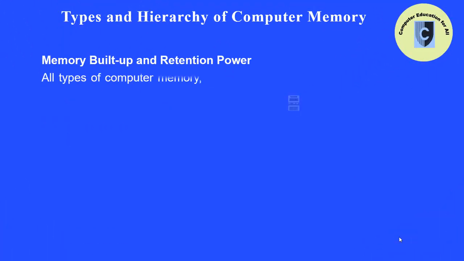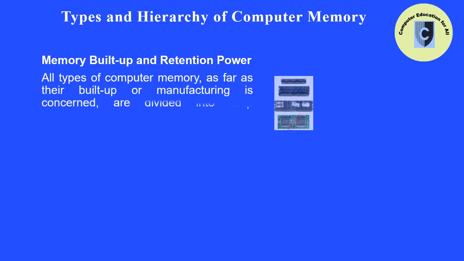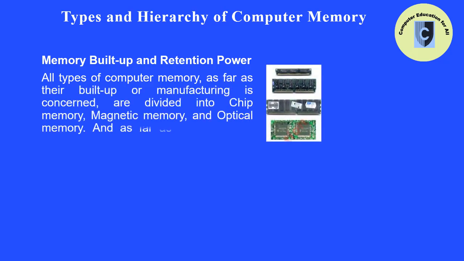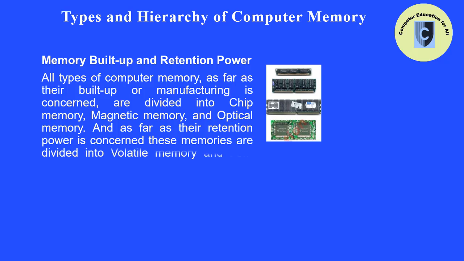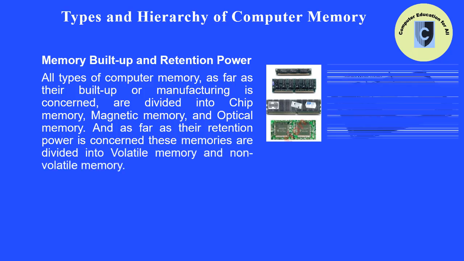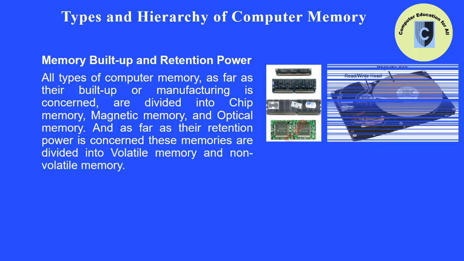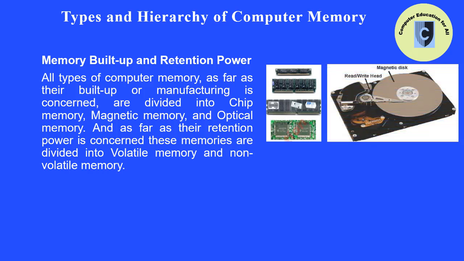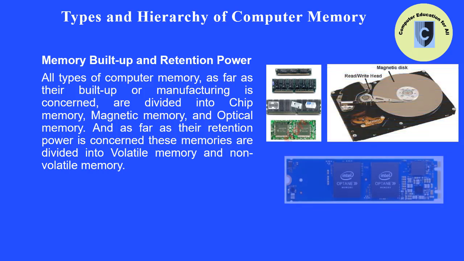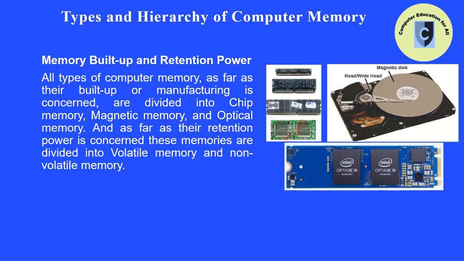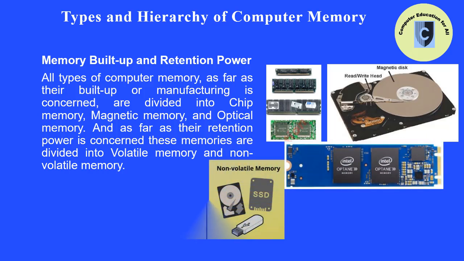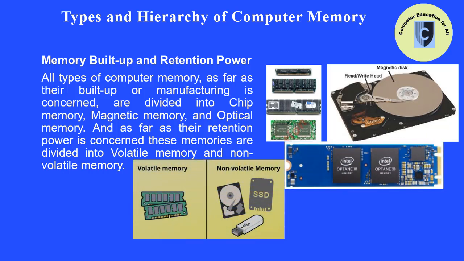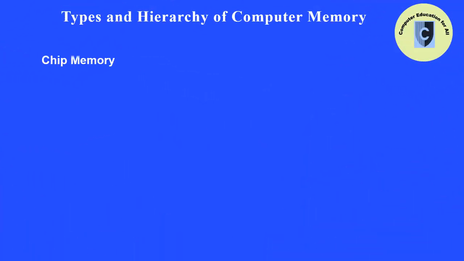Memory built-up and retention power. All types of computer memory, as far as their built-up or manufacturing is concerned, are divided into chip memory, magnetic memory, and optical memory. And as far as their retention power is concerned, these memories are divided into volatile memory and non-volatile memory. Chip memory.